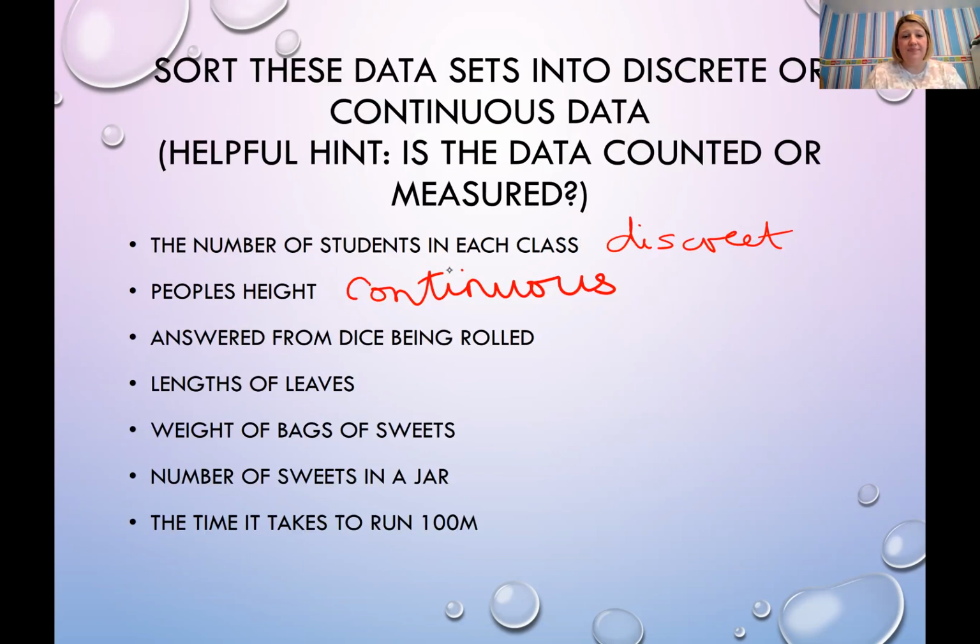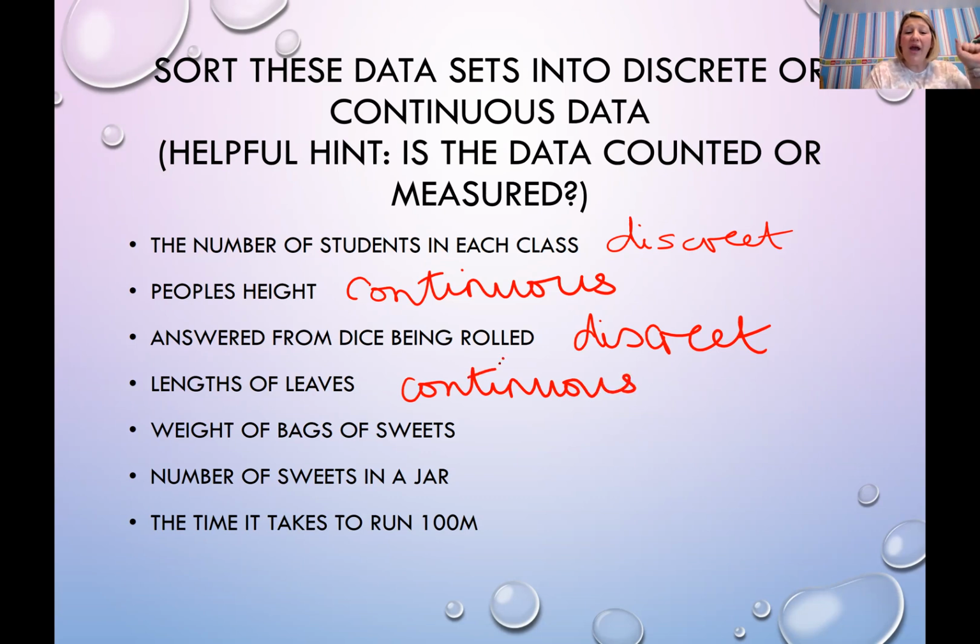Apologies. Answers from a dice being rolled. So again, if I'm rolling a dice and I'm collecting what the score was each time, I'm counting how many times I roll a 5, how many times I roll a 6. I'm counting it, and therefore it would be discrete. The length of leaves, length I'm measuring, so it's continuous. Weight of a bag of sweets, weight is measured, so again, it's going to be continuous.